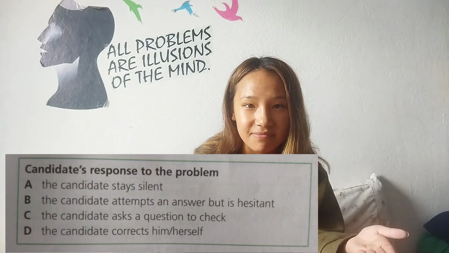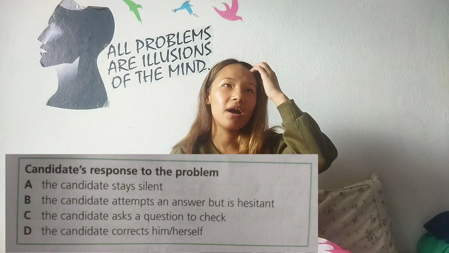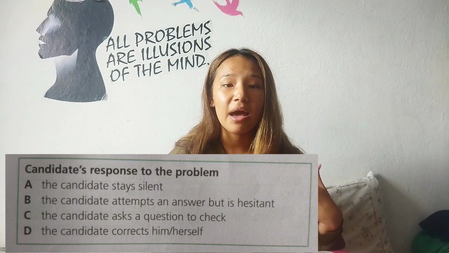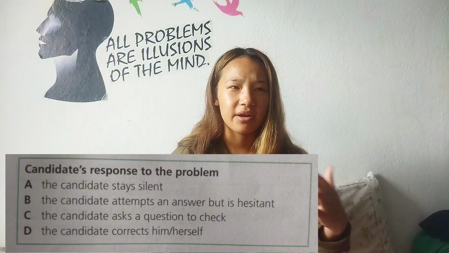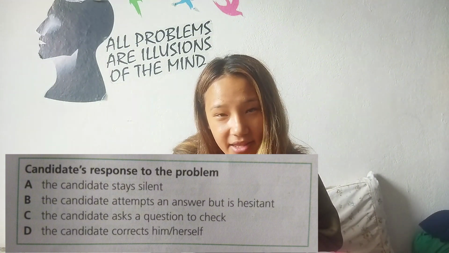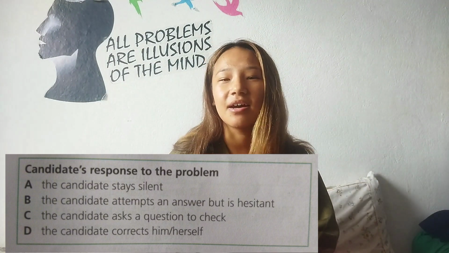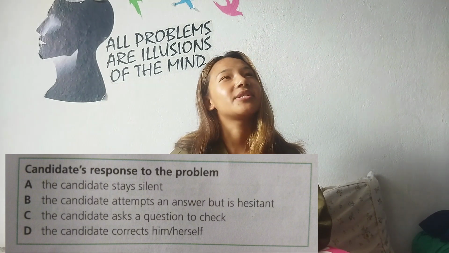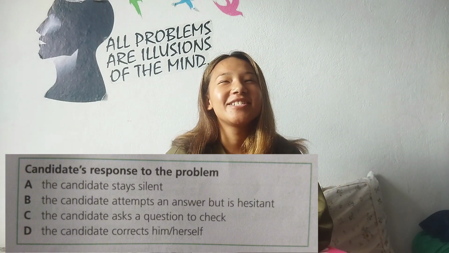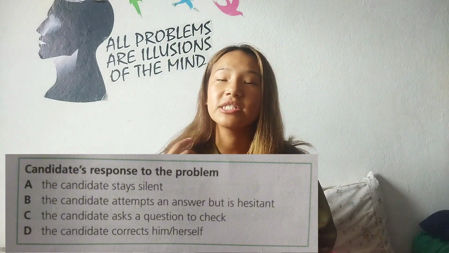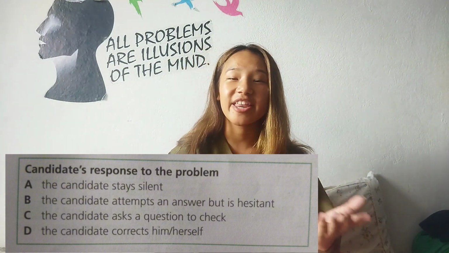Some IELTS students stay silent. They just do not know what to say, so they just keep quiet. Some ask a question to check, so they're like, what was the question again? Did you mean about my, what to say? Did you mean the qualification or qualities in a person? So you can ask like that.